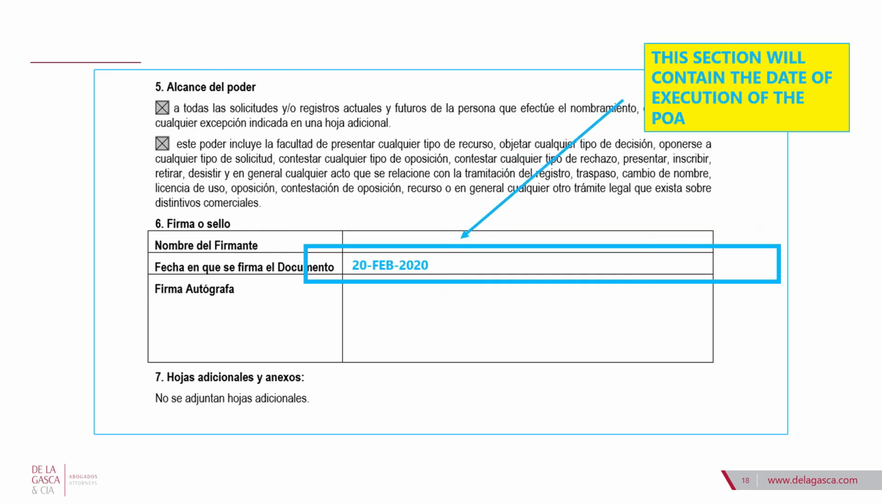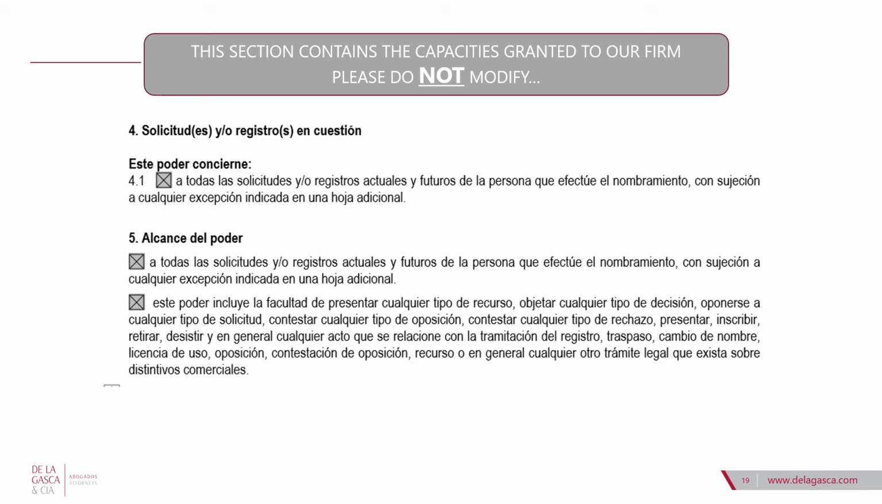This section contains the date of execution of the power of attorney. This section contains the capacities which are granted to our firm. Please do not modify, as any modification may undermine the capacities that we have to act on your behalf.